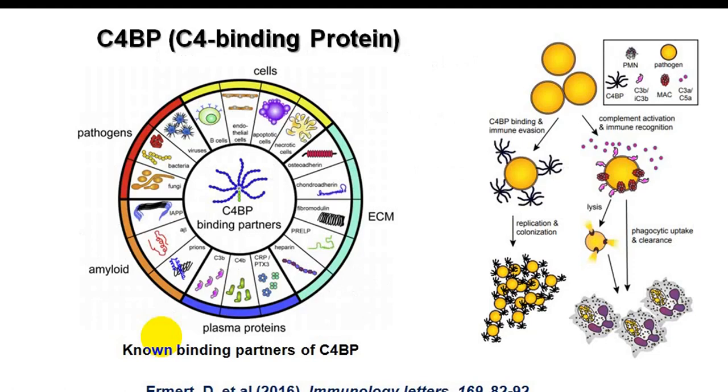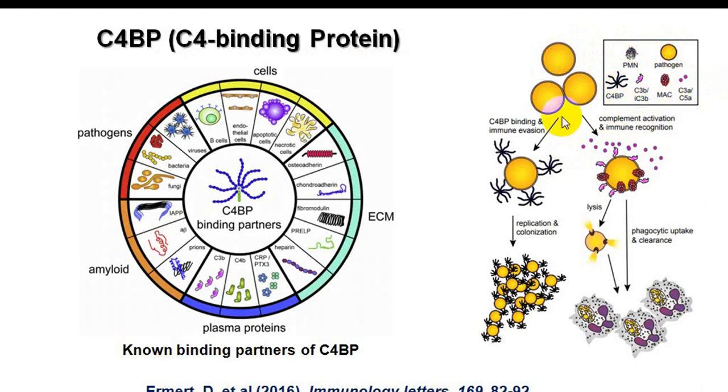Well, this is from Erman's famous research paper from Immunology Letters. I will first like you to go to the second part of the diagram. You have the pathogen shown in yellow, polymorphonuclear neutrophils. Then you have the C4B binding protein in a spider-shaped structure. So this is the pathogen.